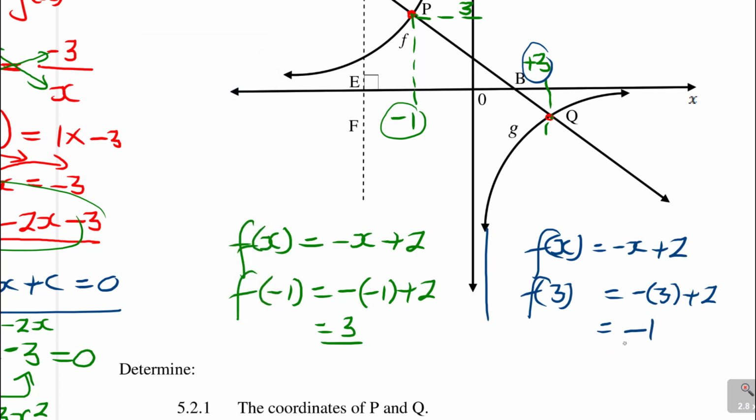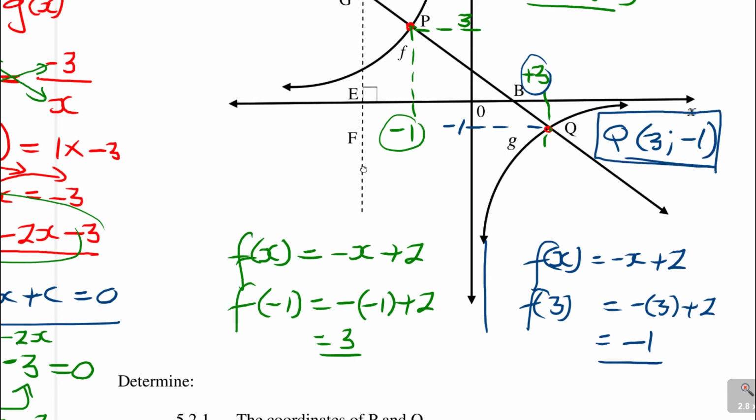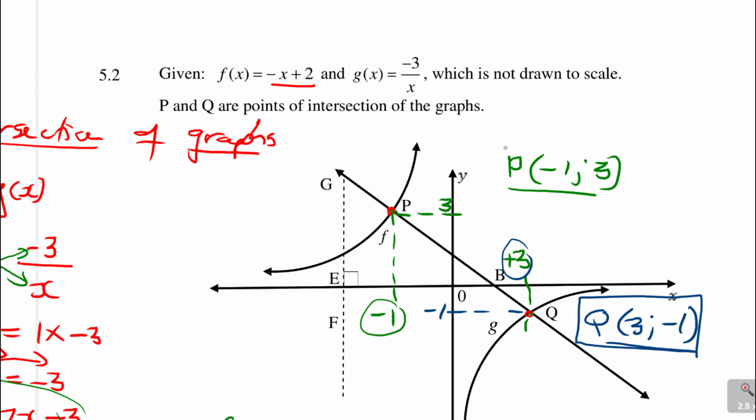You can see that that value there is minus 1. So that's the value of Q there, which is what? X is 3, y is negative 1. These are the coordinates that they were looking for. So the answer is that one, and the answer is this one. Are you with me? That's the first part. That's why they wanted 6 marks.